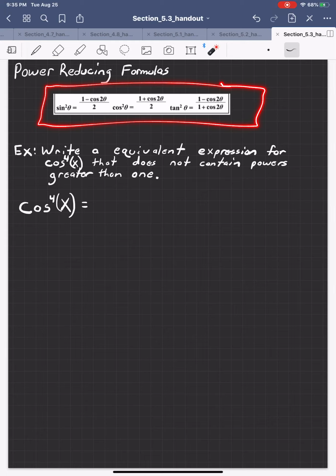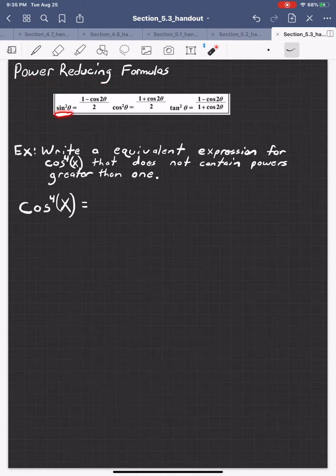So let me make sure you understand what we're talking about. When we say power reducing, notice how you can go from a sine squared, right? We want to reduce our power all the way down to a power of 1, right? So we don't want any cosine cubes, cosine squareds, cosine to the power of 4. If you do, then you can use power reducing formulas to reduce your formulas down, okay?